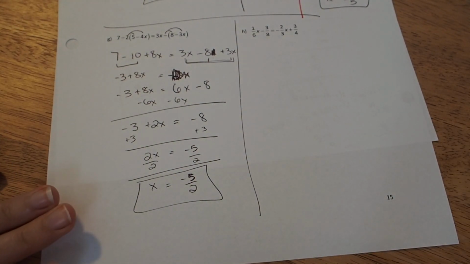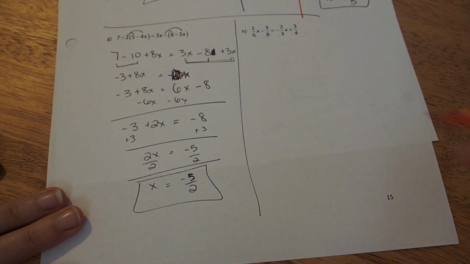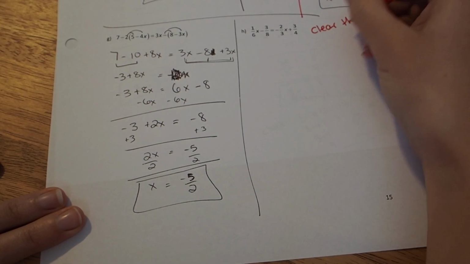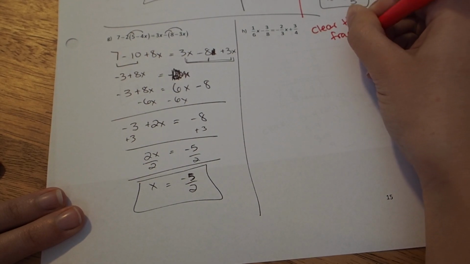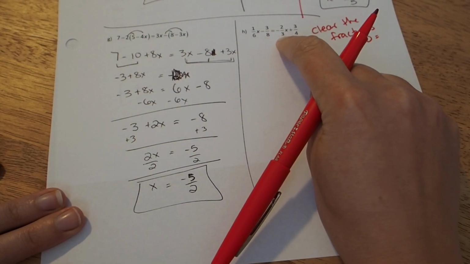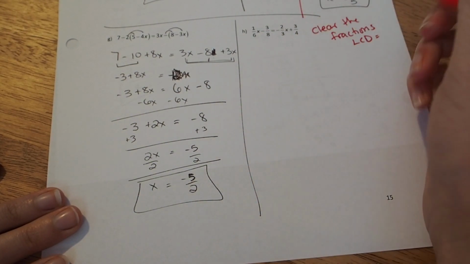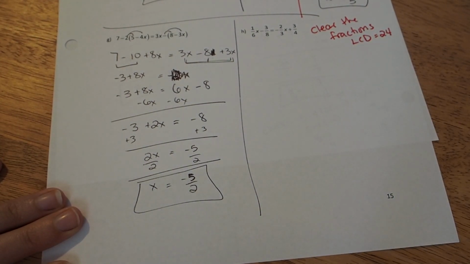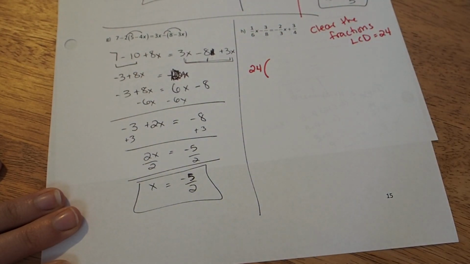In part H, our last part here, it has fractions again, so I'm going to use the clear the fractions technique. I'm not going to do this one both ways. We're going to clear the fractions by multiplying everything by the least common denominator, which is, for 6, 8, 3, and 4, those numbers all go into 24. So we're going to use 24.